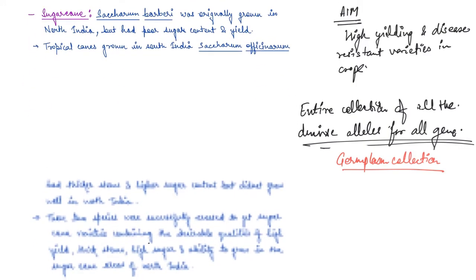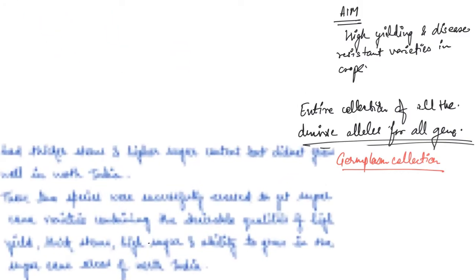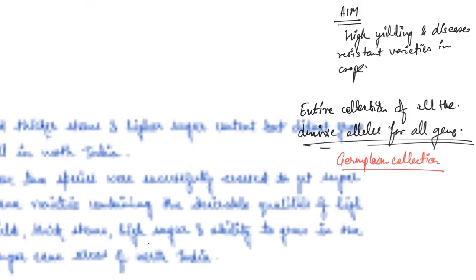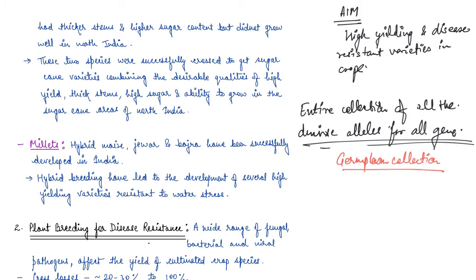In the same way, sugarcane. Saccharum barberi was originally grown in North India, but it had very poor sugar content and yield. Now, the tropical canes which are grown in South India, Saccharum officinarum, had thicker stems and higher sugar content. But it was not possible to grow them in North India because of climate conditions.